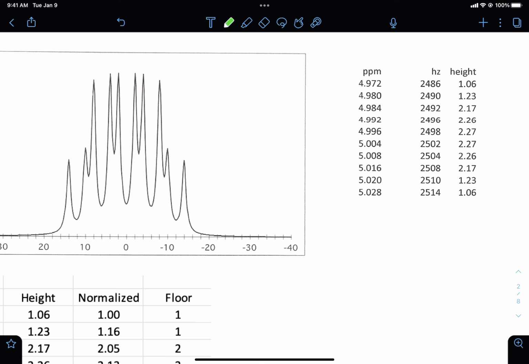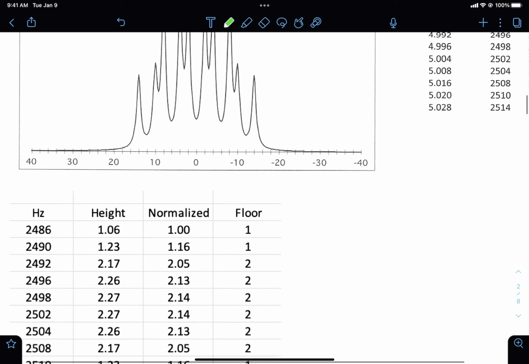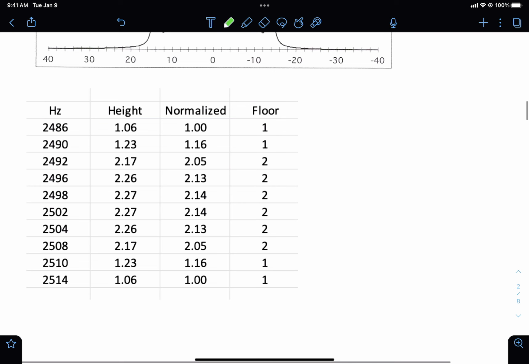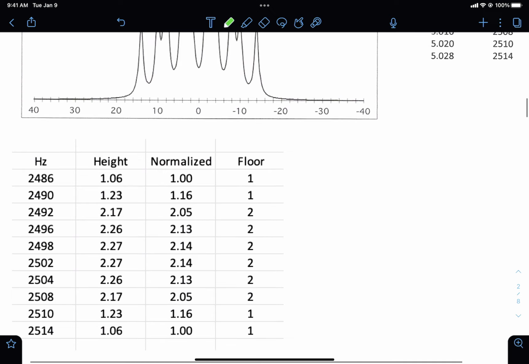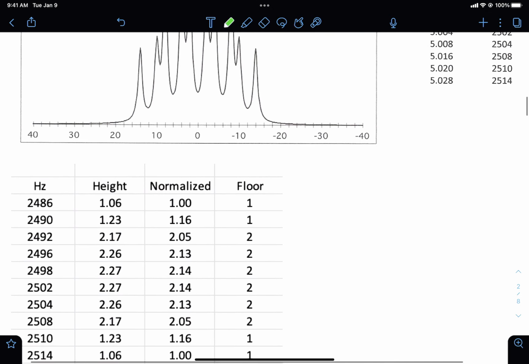So to normalize this set, I took all of the heights, and we're going to use this table going forward, and I just divided everything by 1.06. And so this is what we get. We get 1, 1.16, 2.05, 2.13, okay? The numbers get really close to being 1s and 2s, and so I just round them. In this case, we rounded down for everything. So we have the 2486 is a 1, the 2490 is a 1, the 2492 is a 2, etc.